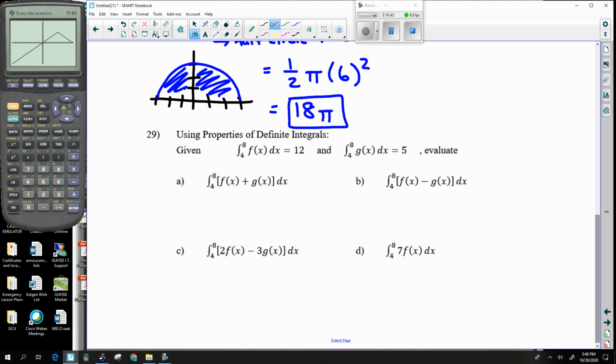Okay. I don't know if we really talked about these a whole lot. So an integration is still an integration, even if there's a plus sign in the middle. So this would be 4 to 8 of f plus 4 to 8 of g. Same with minus. Okay, it doesn't slow down integration at all. So 4 to 8 of f minus 4 to 8 of g.